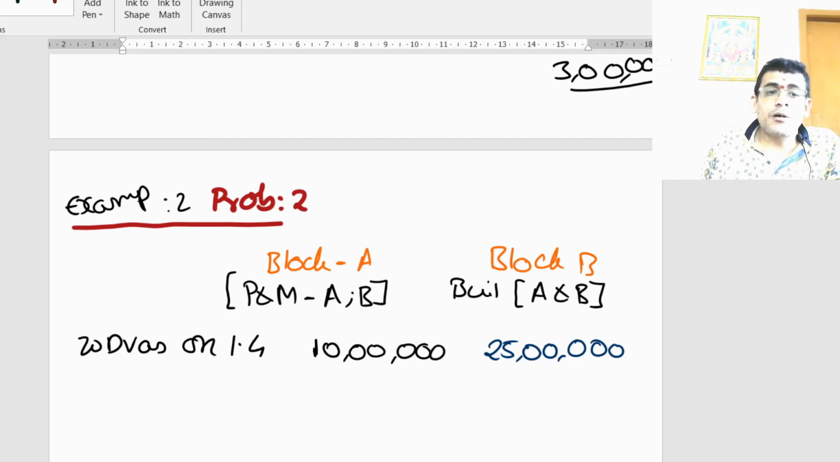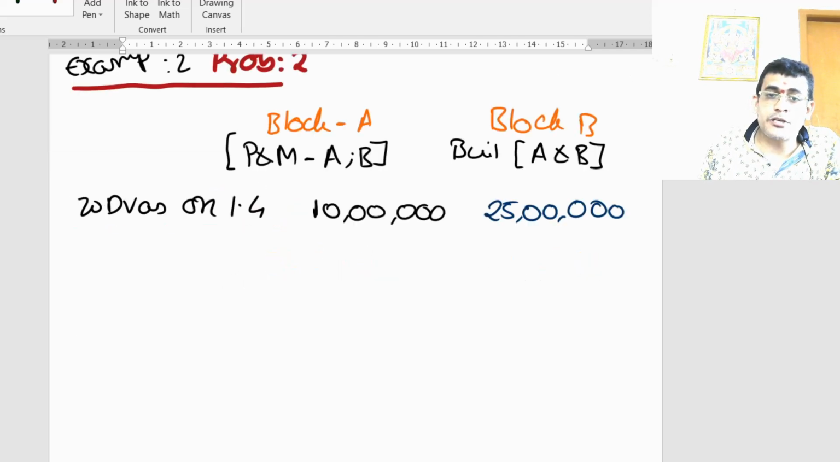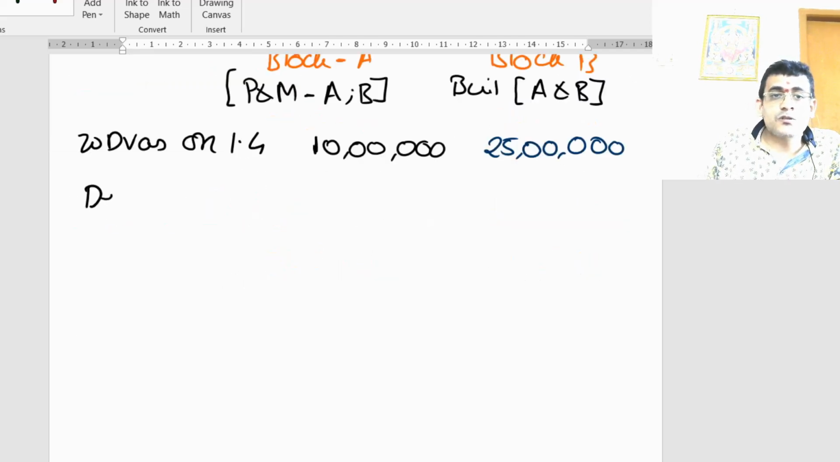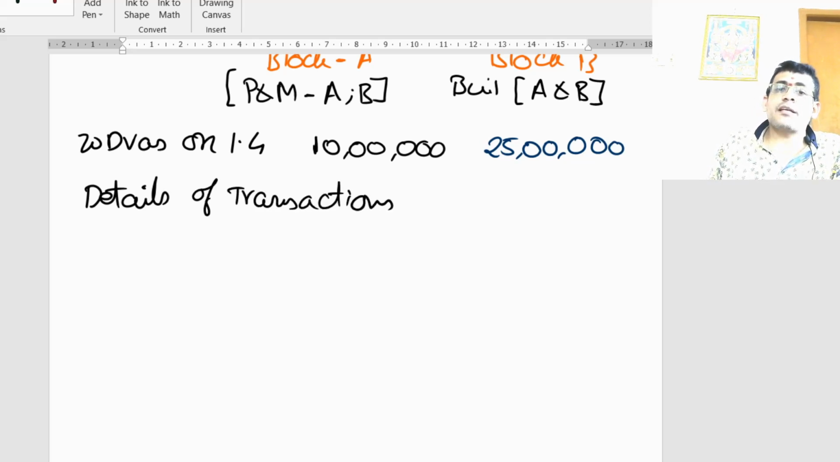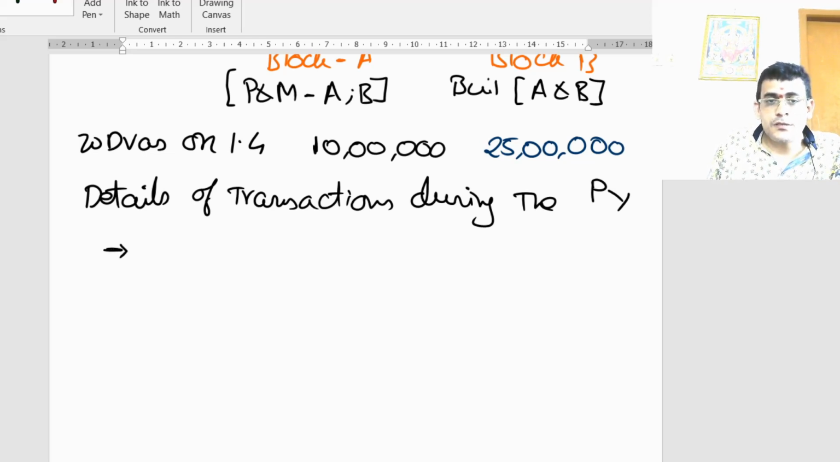Apart from this, the problem also mentions details of transactions. Let me be more specific: details of transactions during the previous year are as follows. Now, let us consider this.